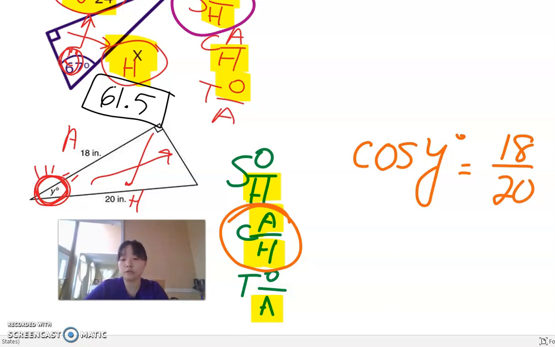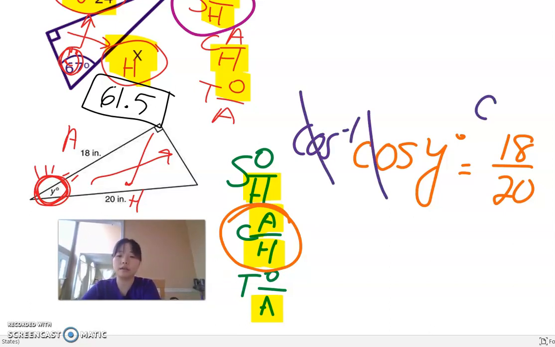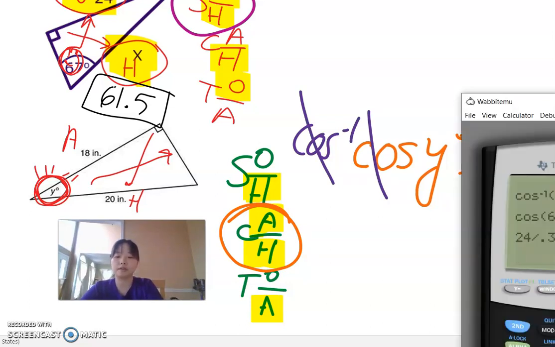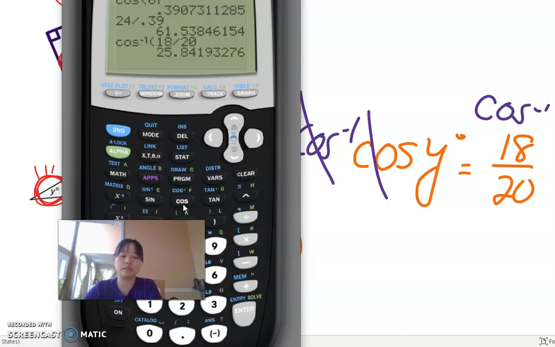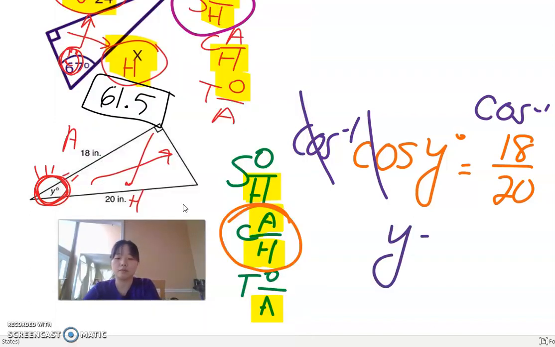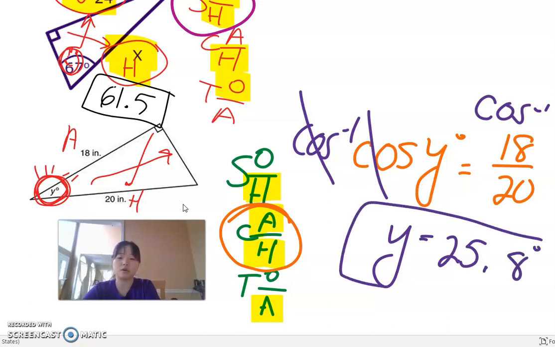Now I want to know what y is. You just have to get rid of the cosine, so that means inverse cosine, little -1. You do the same thing on the right side. Grab your calculator and put second cosine of 18 divided by 20, and that is 25.8. y is 25.8 degrees. Woohoo! Not bad, right?